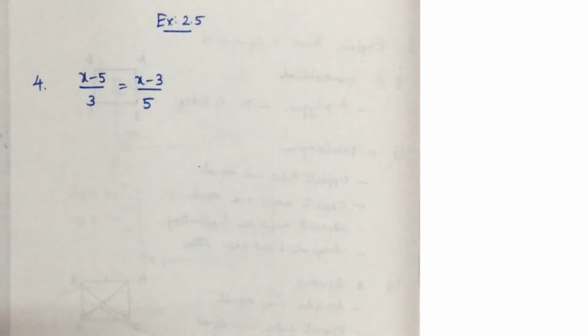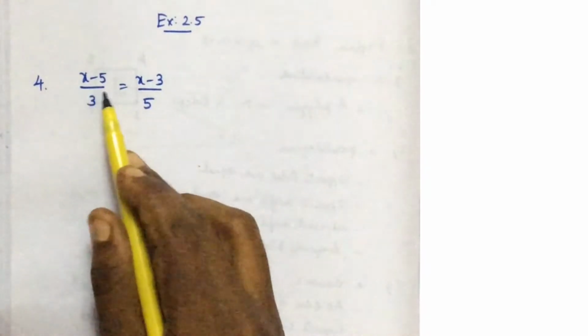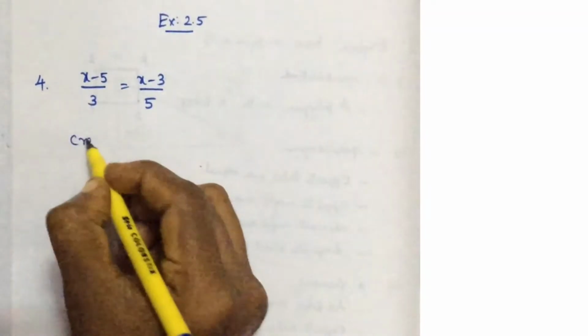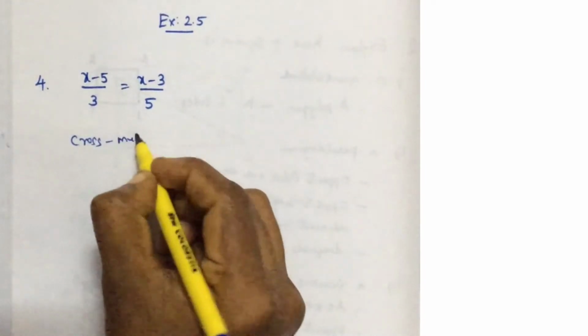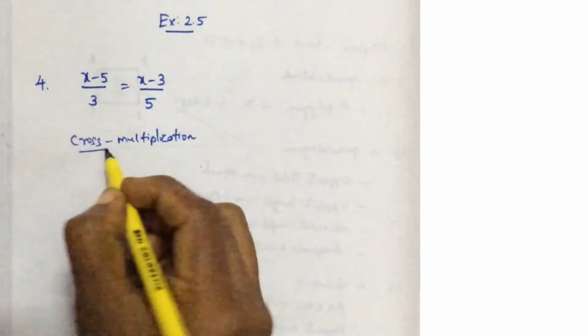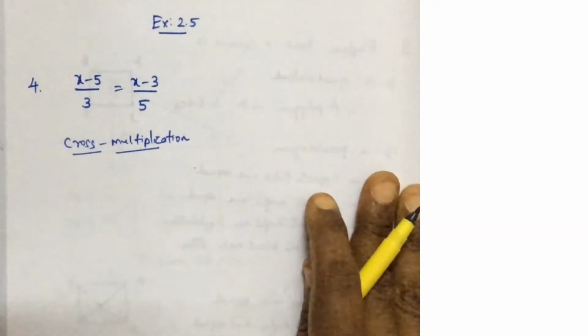Good morning. This class we will continue with exercise 2.5, the fourth problem. The question given here is (x − 5)/3 = (x − 3)/5. Now we are going to learn something new, which is called cross multiplication. I will tell what cross multiplication is.